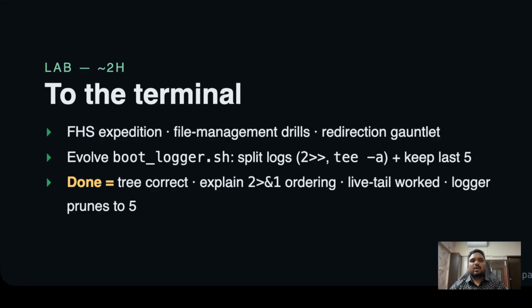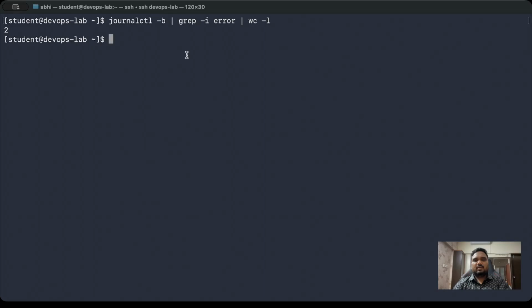Now we go hands-on for the next 2 hours. The full FHS expedition, file management drills, a redirection gauntlet, including a sneaky ordering trap with 2 greater than &1. And then we evolve yesterday's bootlogger.sh so it writes proper split log files and automatically prunes itself to the last 5. Let's go. Let's go over the full FHS expedition.